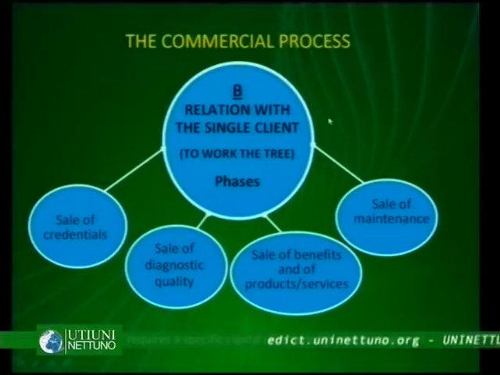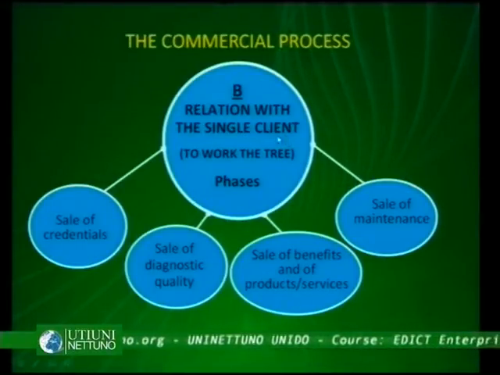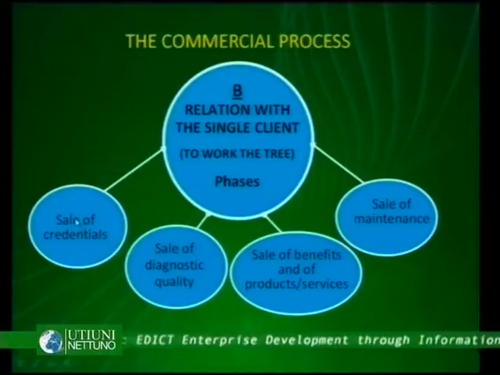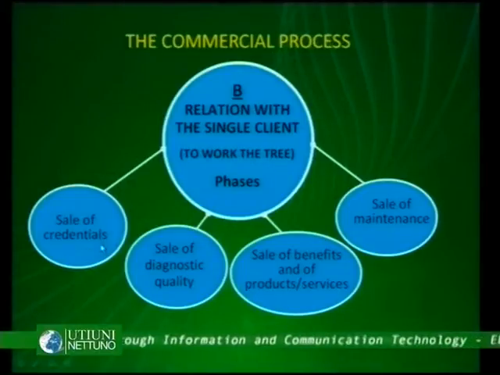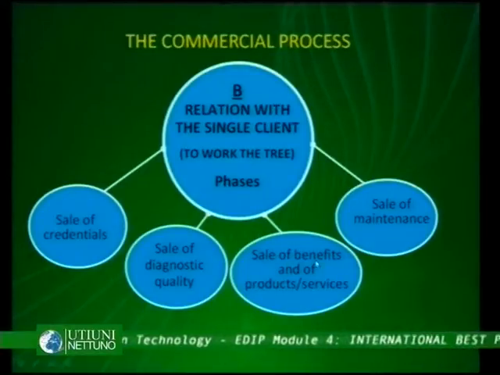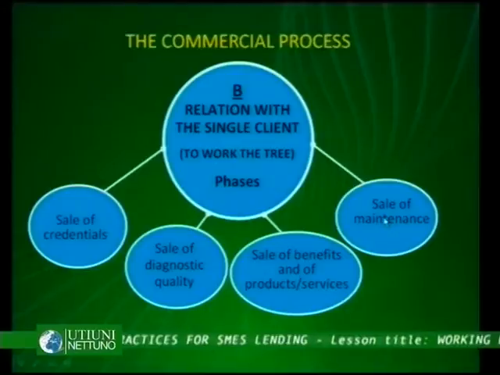Phase B of the commercial process, relation with a single client. In which manner is the corporate relationship manager interfering in this phase? First of all, by sale of credential, then sale of diagnostic quality, sale of benefits and product services, and last but not least, sale of maintenance. In this phase, our corporate relationship manager is planning action towards a single client.